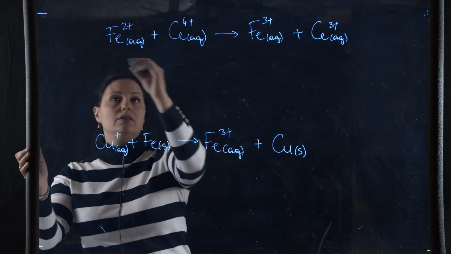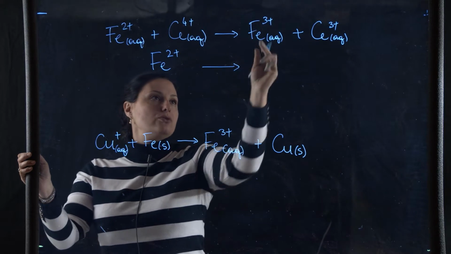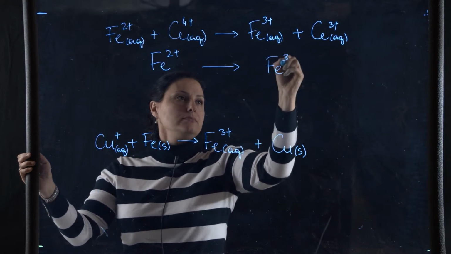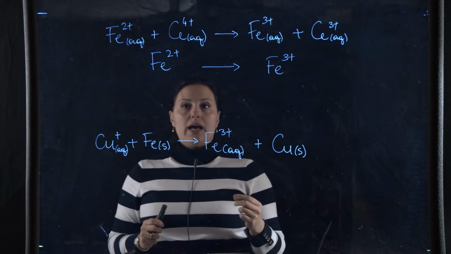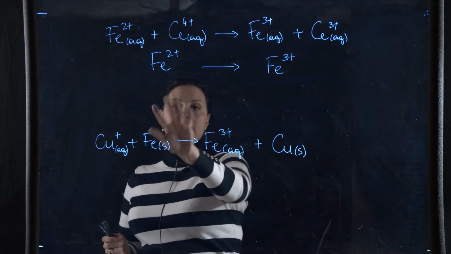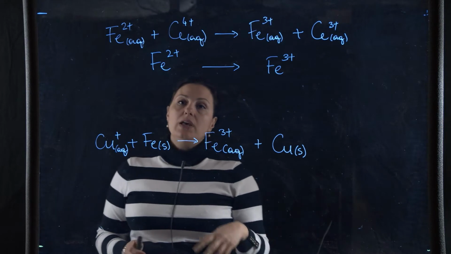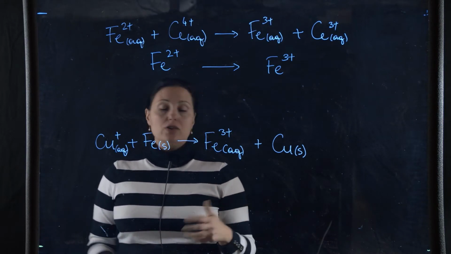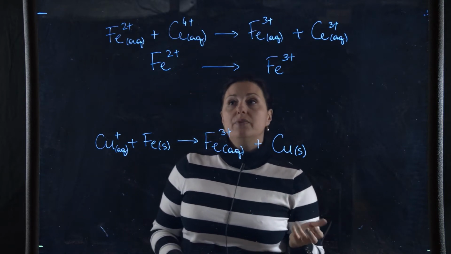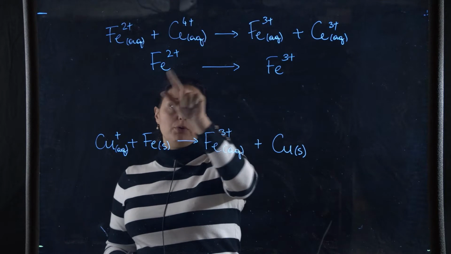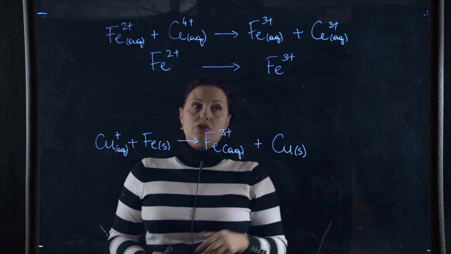So let's take a look at iron first. So I have Fe2+ going to Fe3+. We said earlier that if I have an ion or an element that is becoming more positive, that means that it's losing negative charge, which means it's being oxidized. It's giving up electrons. And therefore, iron in this case is going from a 2+ to a 3+. It's becoming more positive. It's losing electrons.